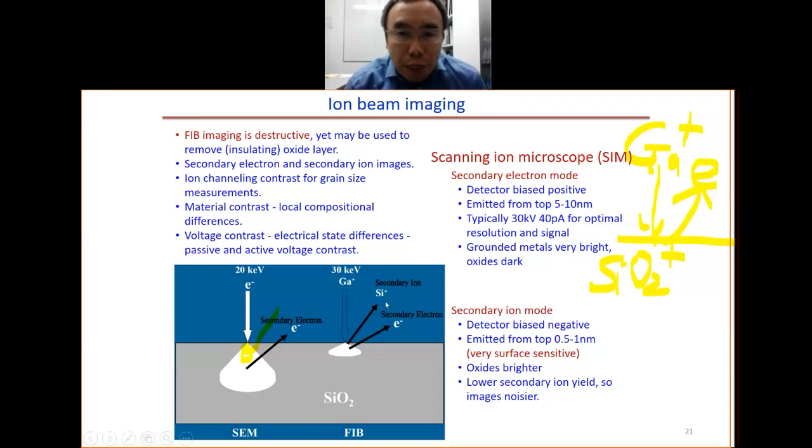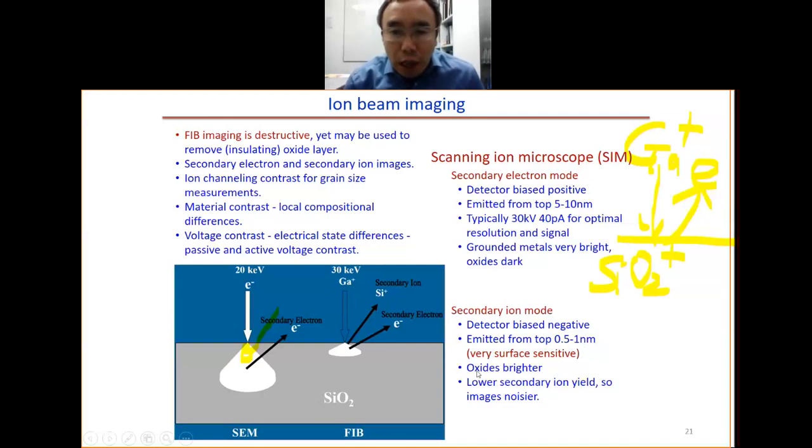We can also do imaging using secondary ions. The secondary ions are positively charged, so the detector needs to be negatively biased. Because this is like an atom, much bigger than the electrons, only the atoms at the very top surface can be kicked out. So it is very sensitive to the top surface, the top 0.5 nanometer to 1 nanometer.